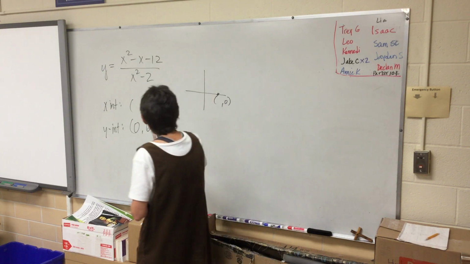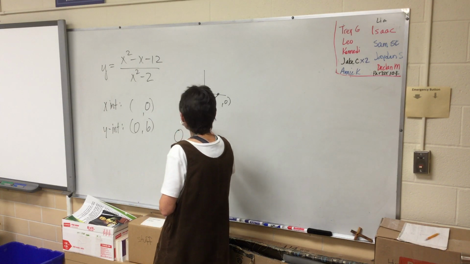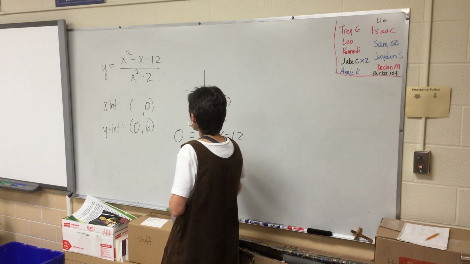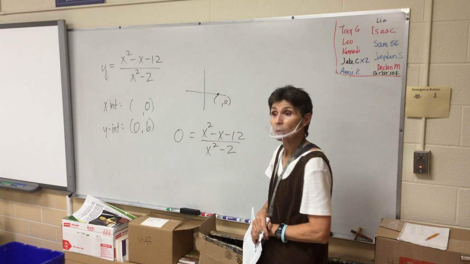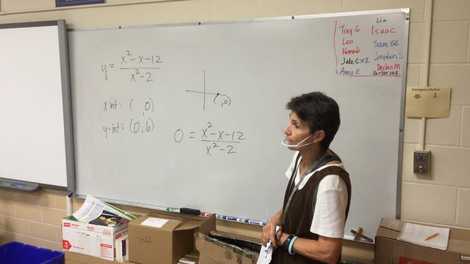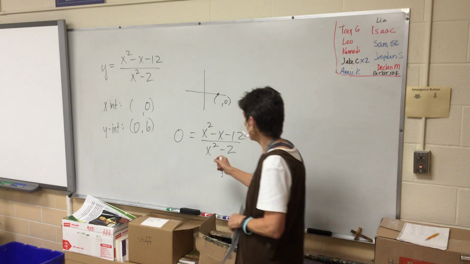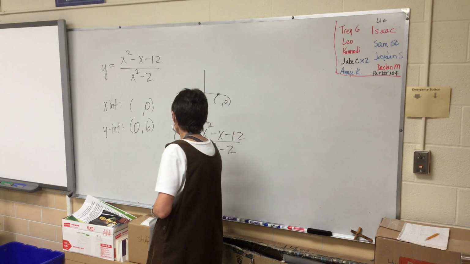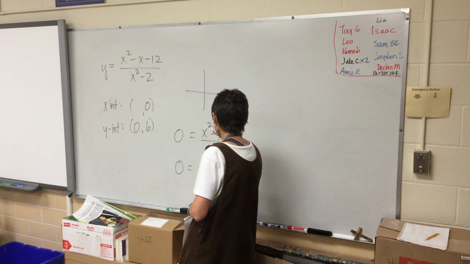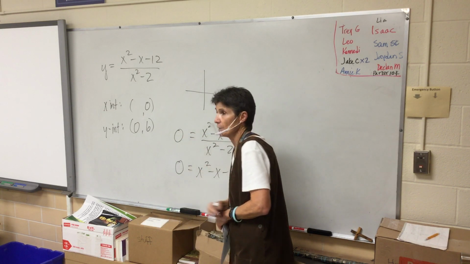Now I'm going to let y be 0. So I'm going to solve this equation. Whenever I have an equation with a fraction, I get rid of the fraction. So if I multiply this denominator over to here, it just disappears because that's a 0.